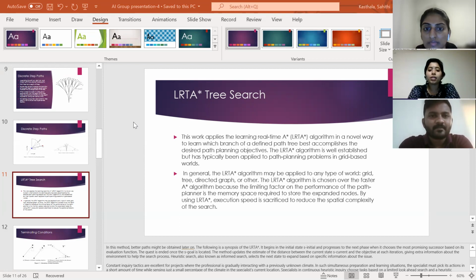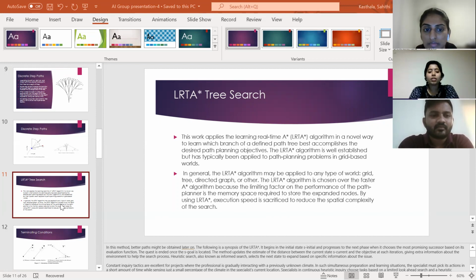It is chosen because it is faster than the A star algorithm, given the limiting factor on the performance of the path, the reduced execution speed, and the spatial complexity of the search. Heuristic search, also known as informed search, selects the next state to expand based on specific information about the issue.